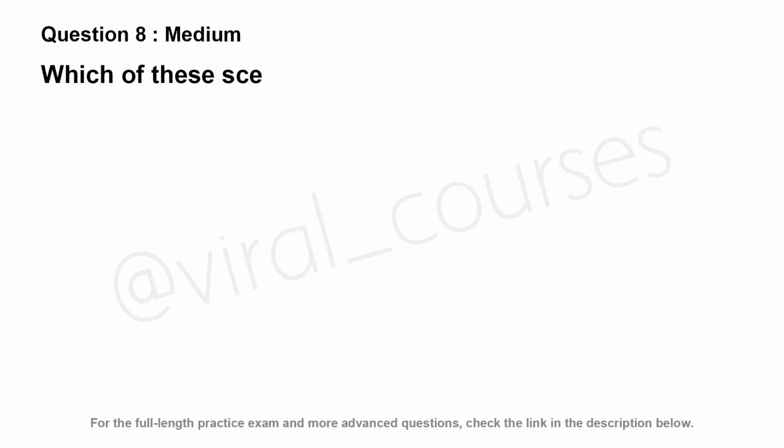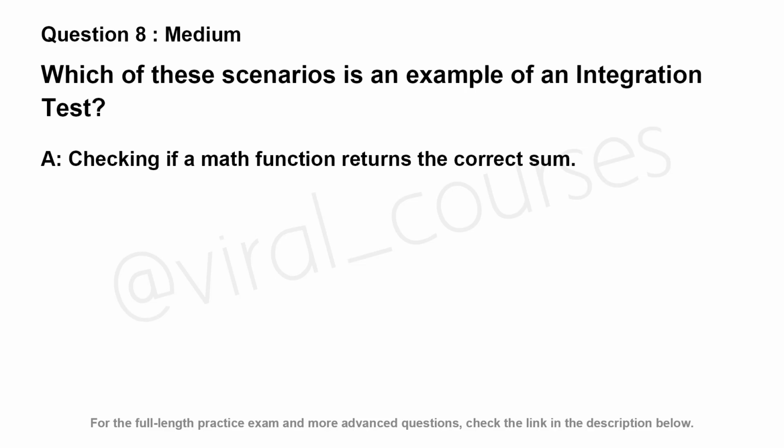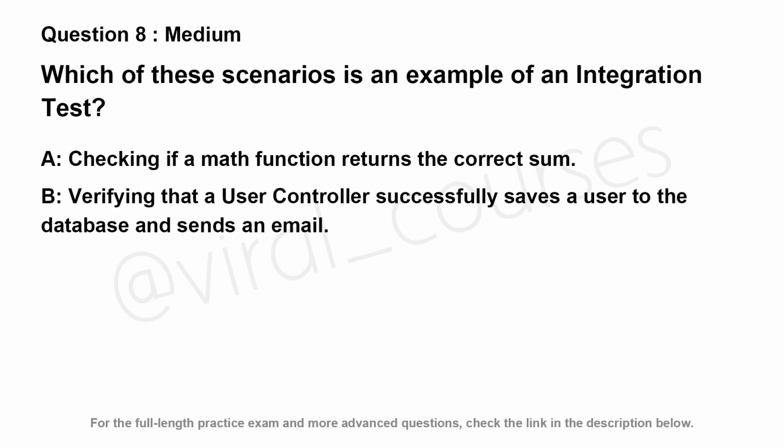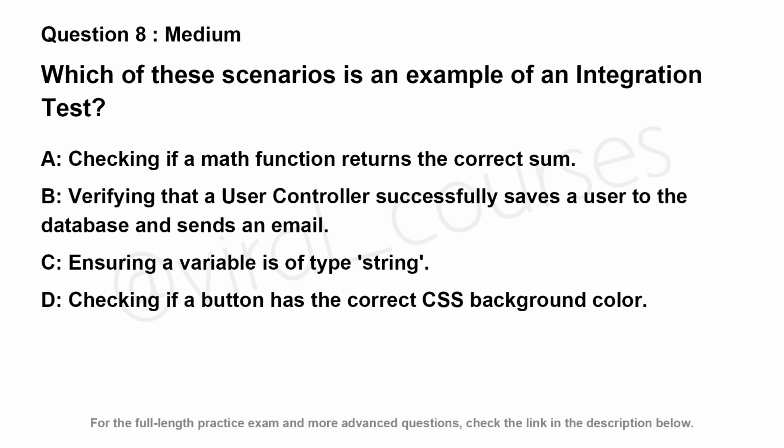Which of these scenarios is an example of an integration test? Option A. Checking if a math function returns the correct sum. Option B. Verifying that a user controller successfully saves a user to the database and sends an email. Option C. Ensuring a variable is of type string. Option D. Checking if a button has the correct CSS background color.